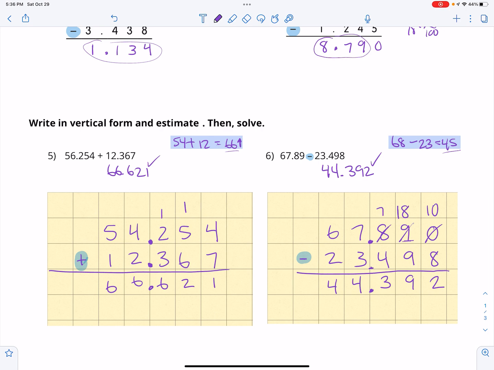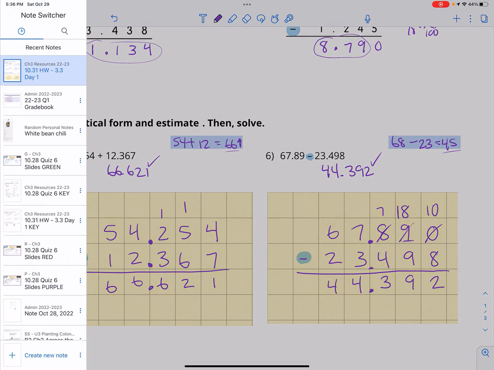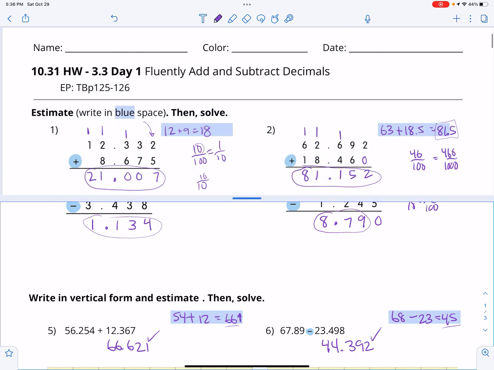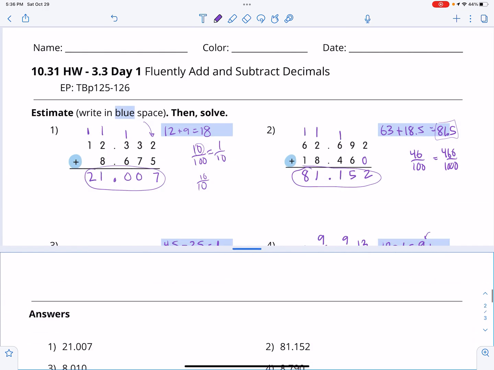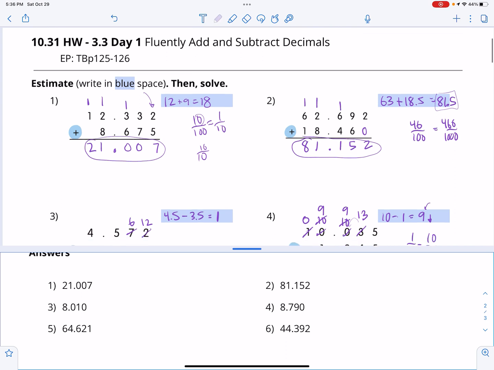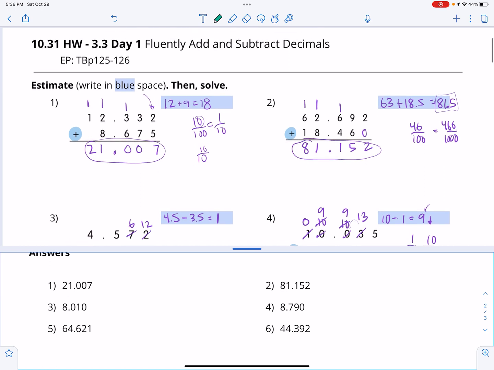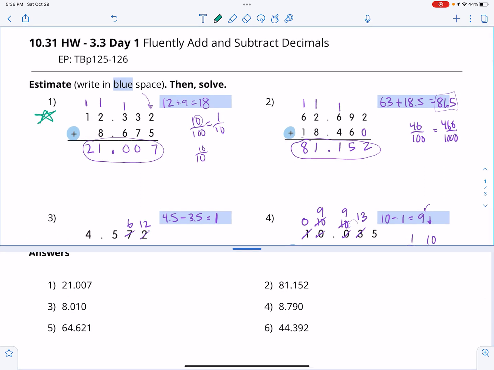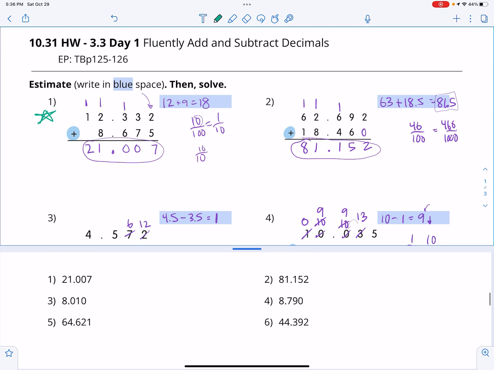So I am going to check this. So let me grab my note. If I drag, I can put it at the bottom so I can get to my answer key. And if I look at number 1, I have 22 and 7 thousandths. That looks good. I'm going to put a star next to it because I do what I want. Number 2, I have 81 and 152 thousandths.